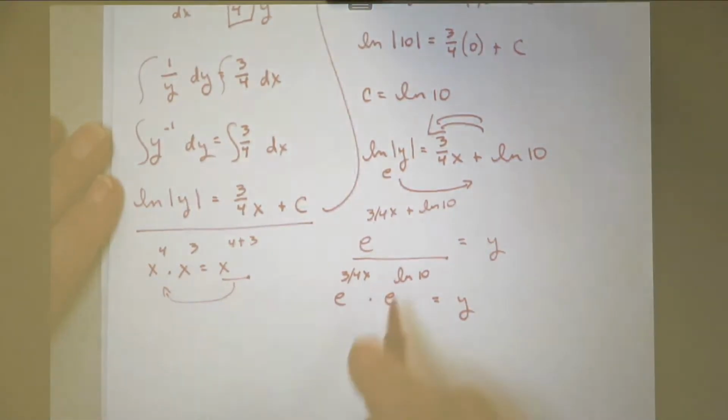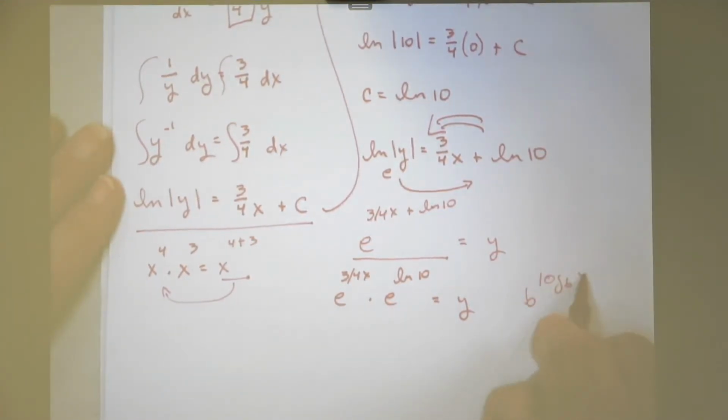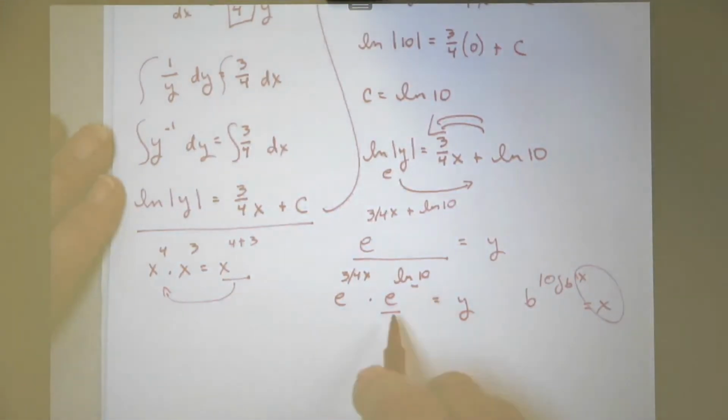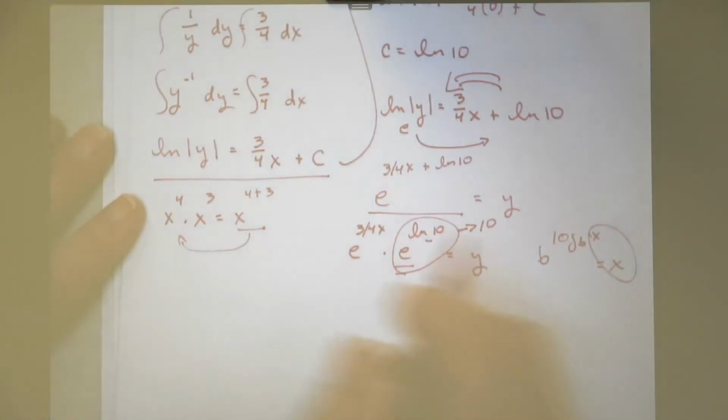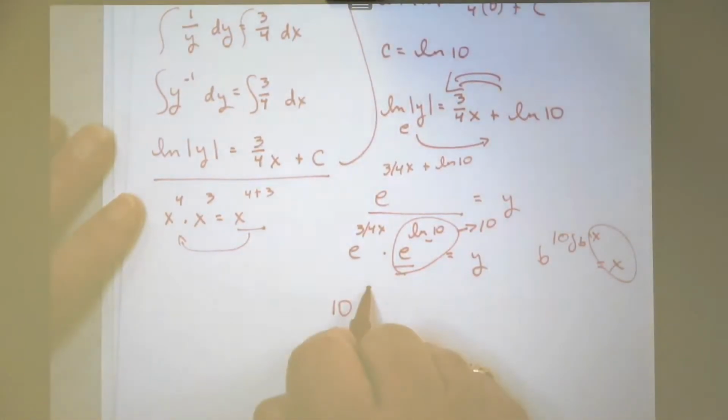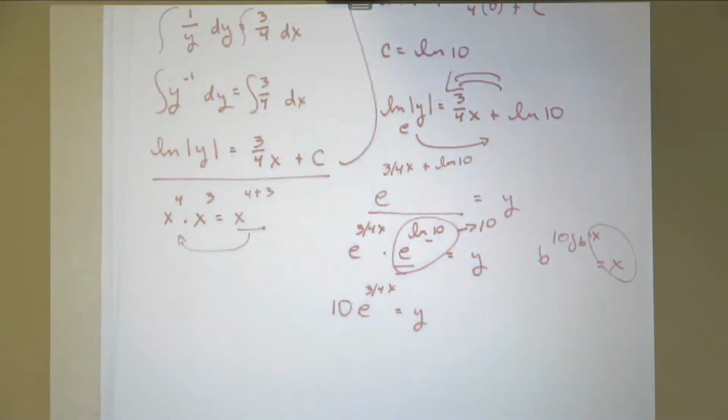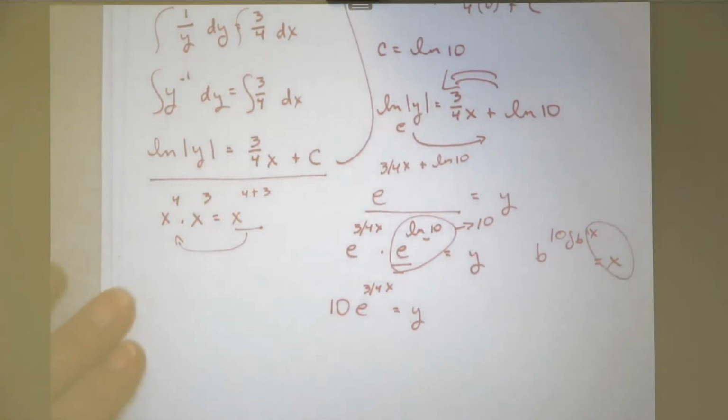Well, this is important because now, remember, log base x of x is 1. So this piece of our equation right here turns into 10. So now I've got 10 e to the 3/4 x is y. And that separation of that exponent is going to be really important to us. We're going to see this as c e to the kt power.